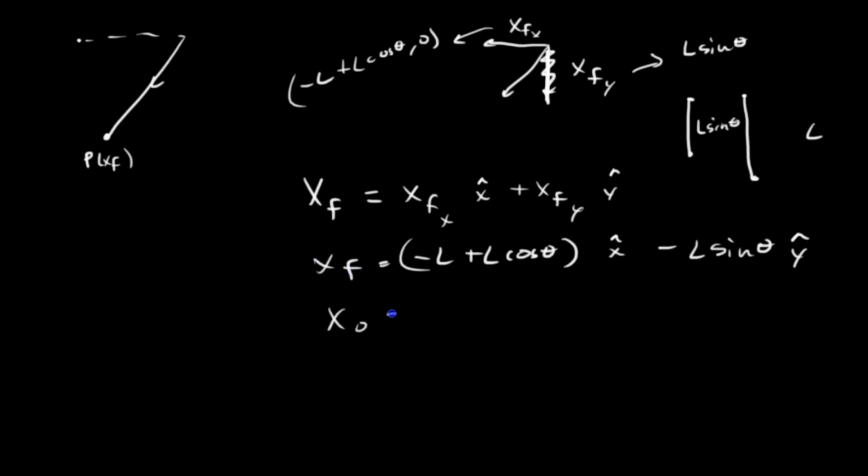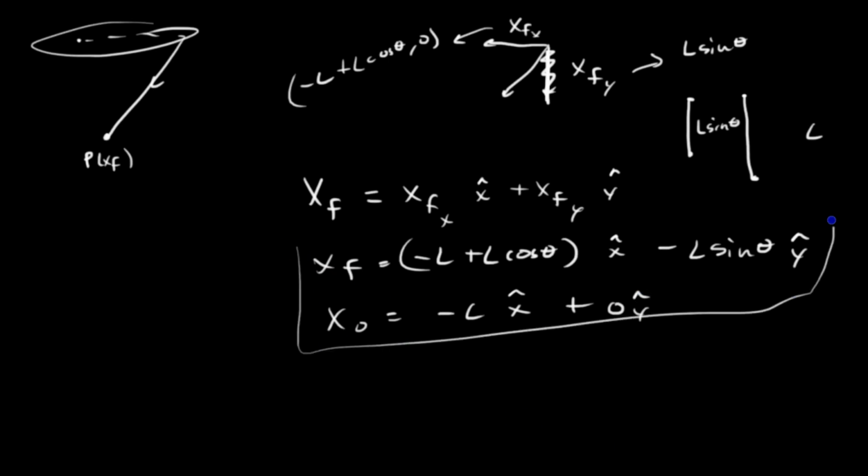And x0 is just over here. It's just going to be in the x direction, so it's going to be minus L in the x direction plus 0 in the y direction. Okay, so not too bad. This is the hard part. The hard part is all done already.